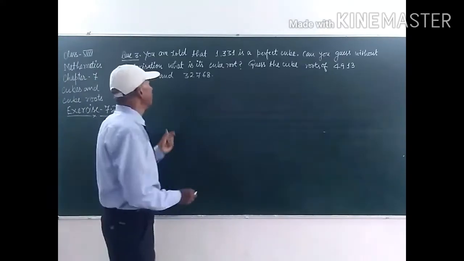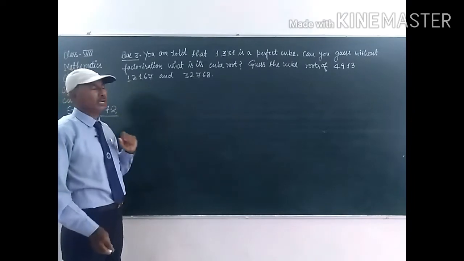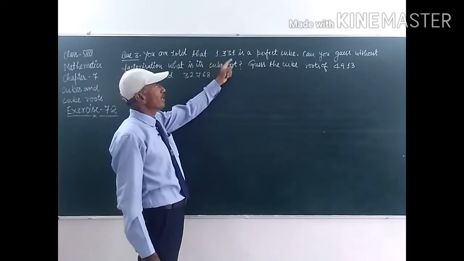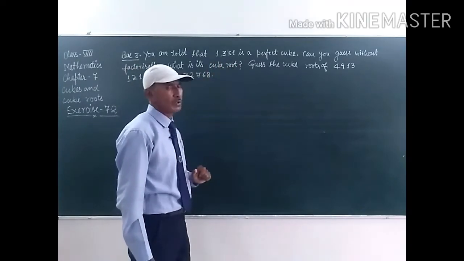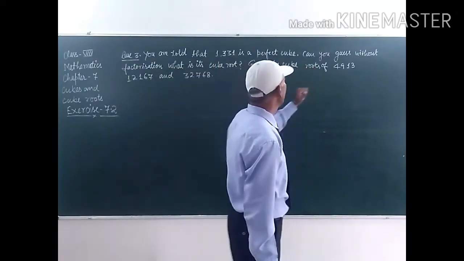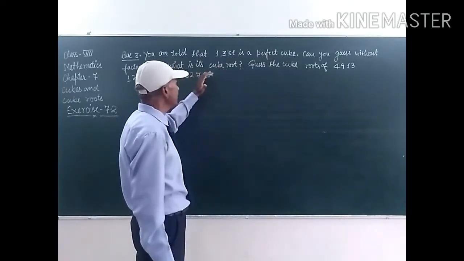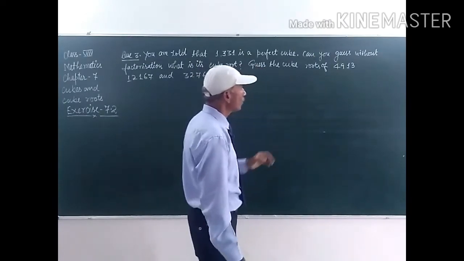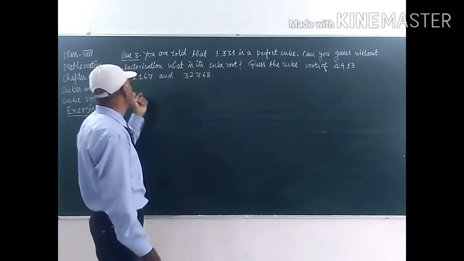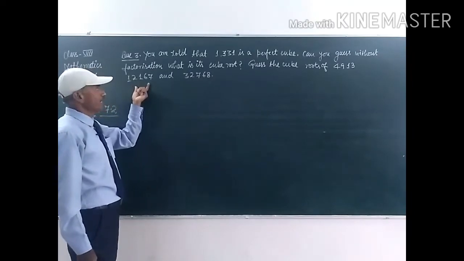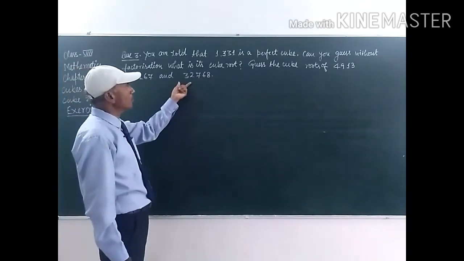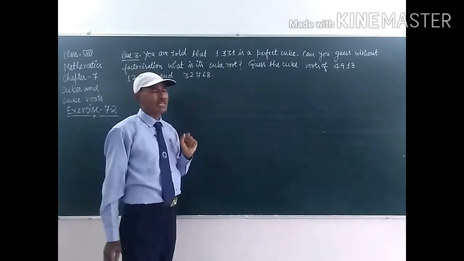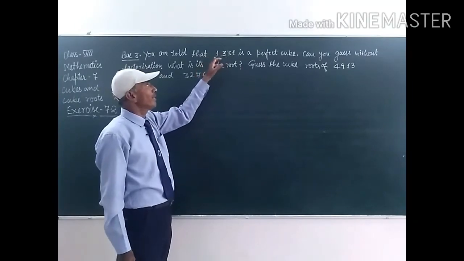This is question number 3 student, and in this question you are told that 1331 is a perfect cube. Can you guess without factorization what is its cube root? Guess the cube roots of 4913, 12,167 and 32,768. So students, in this question it is given that a number that is 1331 and it is a perfect cube number.